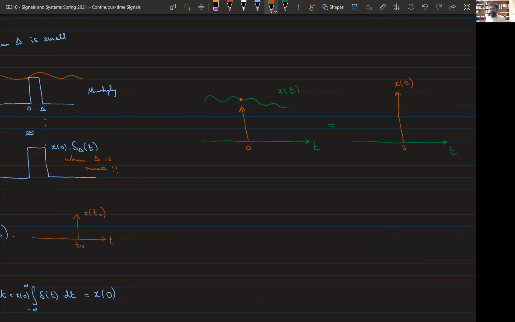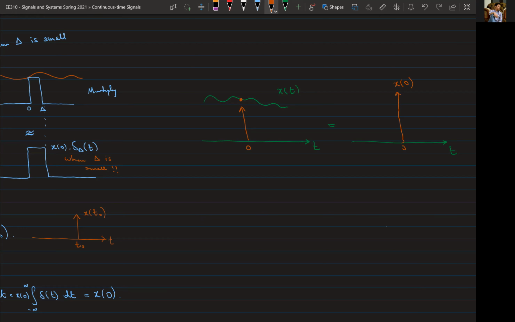As I just said a few seconds ago, the height of the arrow does not indicate the actual amplitude, but rather the area under the curve, right? So when I depict x of 0 here, that means the height is infinity, that's granted. But the area under this impulse is going to be x of 0. Okay, is that clear?